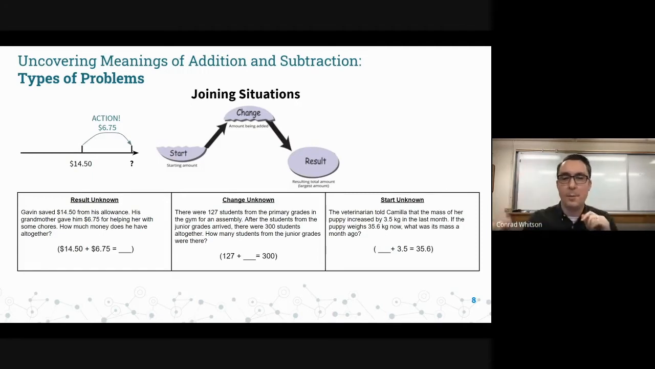It has a jump. In some situations, that change actually is the unknown we're looking for. So we know where we started. We know what our final larger result was. We're trying to solve and calculate what we added or what our change was. And obviously the thinking there is a little bit more complex than taking two numbers and combining them.